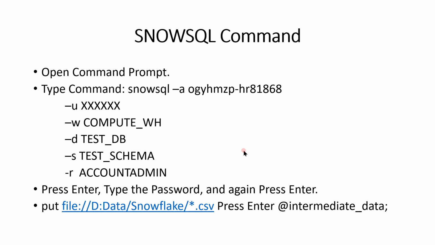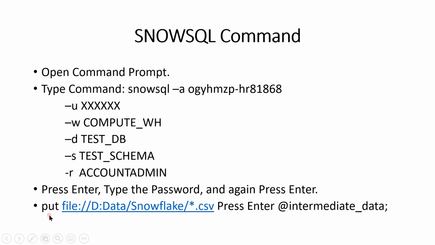I already explained SnowSQL. In this way we connect to Snowflake by using the SnowSQL command. -u shows the username, -w shows the warehouse, -d shows the database name, -s shows the schema name, -r shows the role name, and -a shows the account name. In this way we connect to SnowSQL, and then press enter. Snowflake asks for the password, so you enter the Snowflake password, and then again press enter.